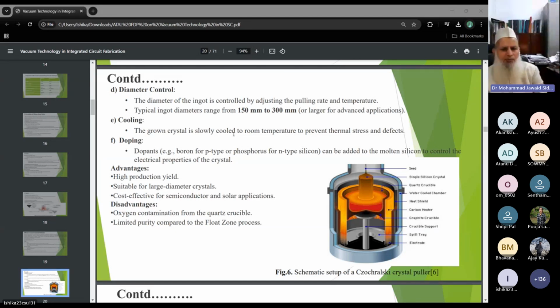Advantages are the high production yield, suitability for large diameter crystal, and cost effectiveness for semiconductor and solar applications. Disadvantages are oxygen contamination from the quartz crucible and limited purity compared to the float zone process.